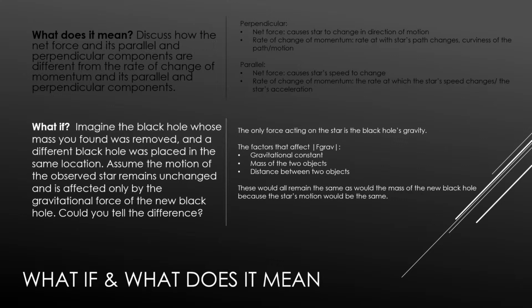What does it mean? In discussing how the net force and its parallel and perpendicular components are different from the rate of change of momentum and its parallel and perpendicular components, you have to consider that it's all about the causes and effects of the two. For the perpendicular, in the case of net force, the perpendicular causes the star to change direction. For rate of change in momentum, the perpendicular refers to the rate at which the star's path changes. In other words, the curviness of the path or the motion of the star.